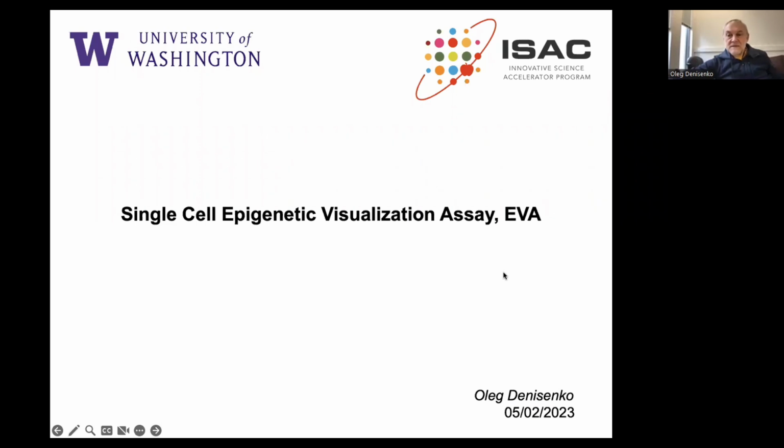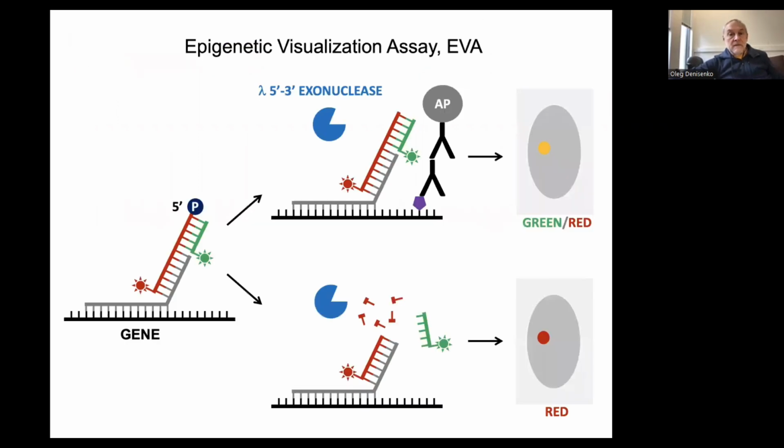My name is Oleg Denisenko. I'm at the University of Washington in Seattle. I'll talk about epigenetic visualization assay that we developed to study epigenetics of individual genes in single cells. This method is based on proximity reaction between a phosphate group attached to an oligo and the enzyme alkaline phosphatase.